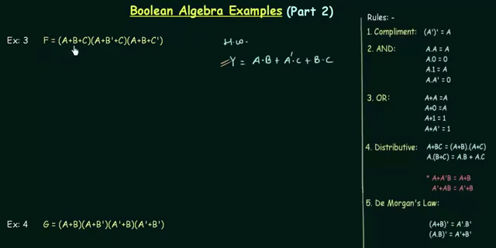Now we will see example number 3, in which the function is f and it is given as a or b or c, and a or b complement or c, and a or b or c complement. So let's try to solve it. You can see a or b is common, and let's say x is equal to a or b. So I can write this function f as x or c, because a or b is equal to x, and a or b complement or c, and a or b is again written as x or c complement.